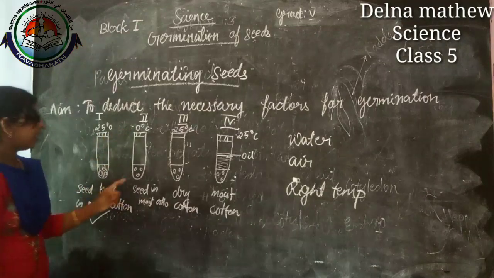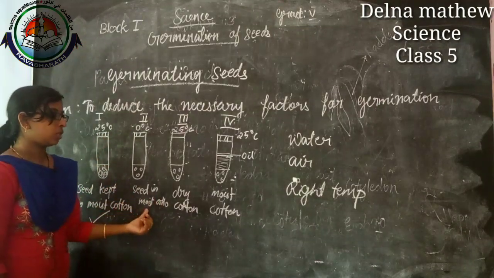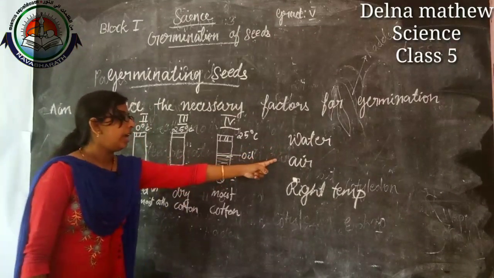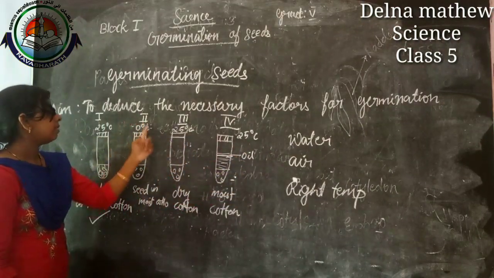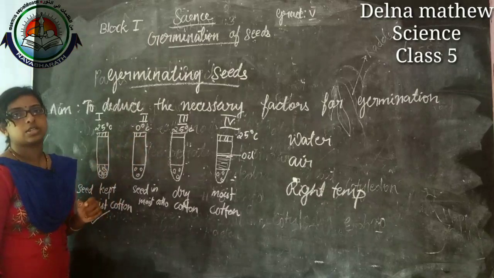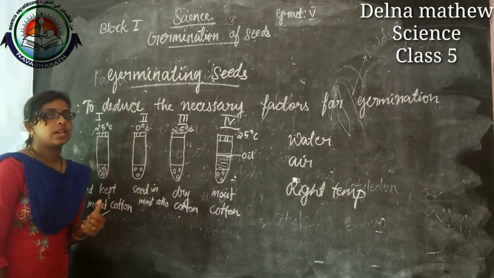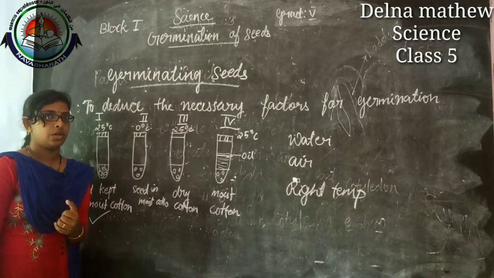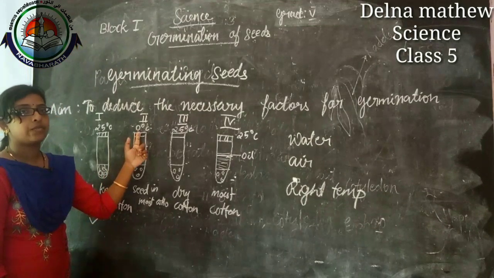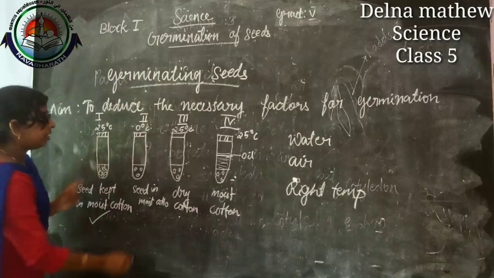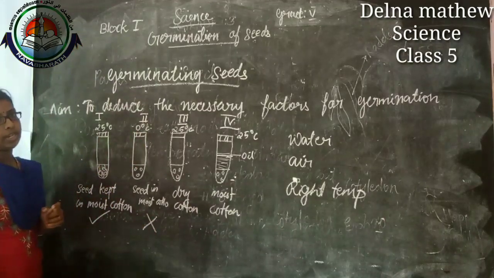Okay. Second case, you see, seed kept in moist cotton. Water is there, air is also present. Then temperature, you see, the temperature is 0 degrees Celsius. In this case, can the seed germinate or not? No, because of the absence of temperature the seed can't germinate.